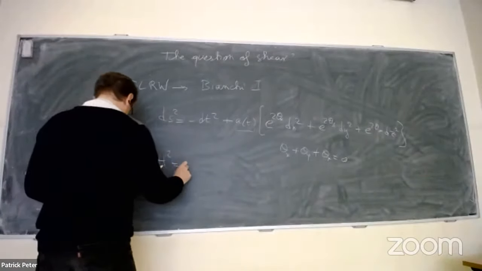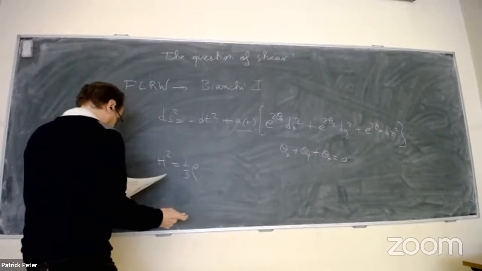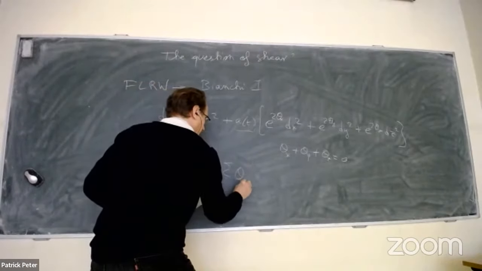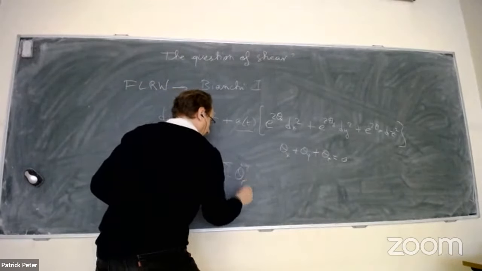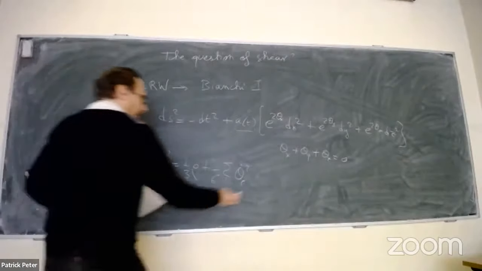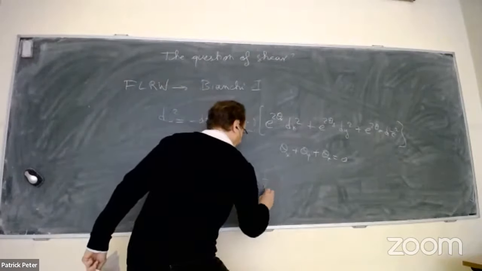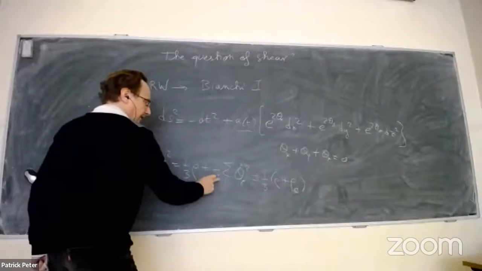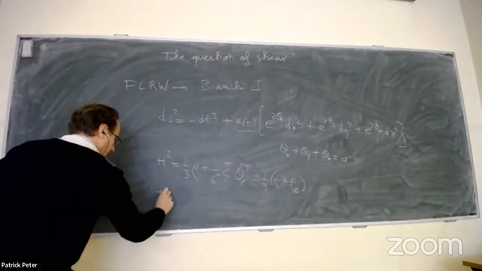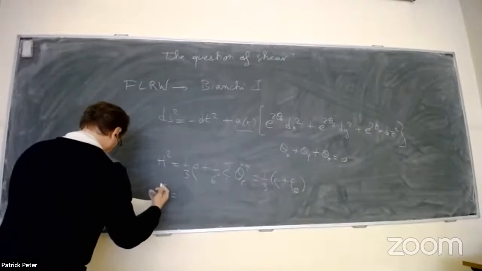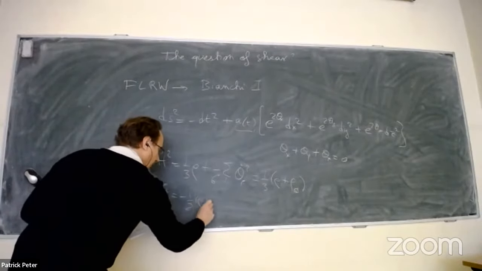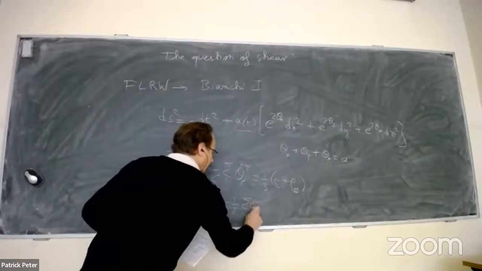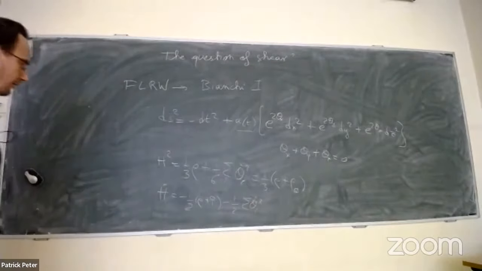So you find H squared equals 1/3 rho, as before, plus 1/6 times the sum over i of theta i dot squared, right? And of course, you write that in the form of 1/3 rho plus rho theta, and the rho theta is simply 1/2 of the sum of theta i dot squared, right? And then you have H dot now equal to minus 1/2 (rho plus p) of the ordinary fluid, minus 1/2 of the sum of theta i dot squared, right?